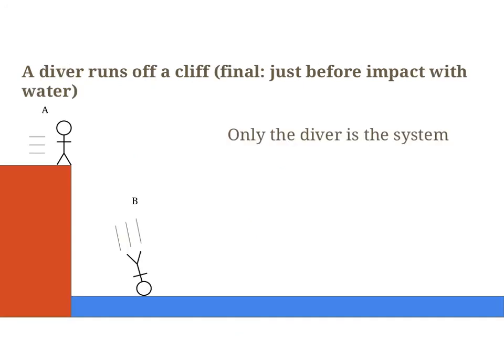Now, the last one I want to talk about really briefly is a diver running off a cliff. Finally, just before he makes impact, or is about to, as we talked about yesterday, make impact with the water. So only the diver is the system. So it appears that the diver has kinetic energy here, but he's up, so he probably also has gravitational energy. And since he's about to hit the bottom here, it appears that he has kinetic energy only, because that was what that statement told us yesterday. So in this particular case, is he transferring energy anywhere, or is any energy being transferred to the diver? The answer is no in this case.